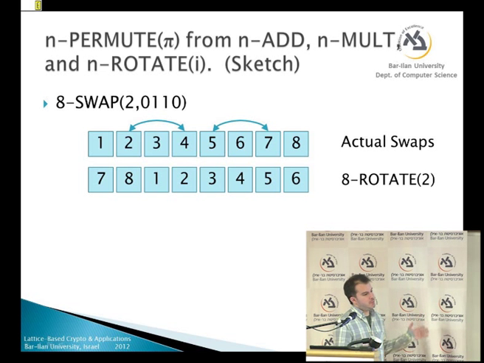Anyone want to expound? I don't have a really specific question here, but what's a neat property of the butterfly network that we can take advantage of inside each level of swap that makes it kind of similar to our rotation?